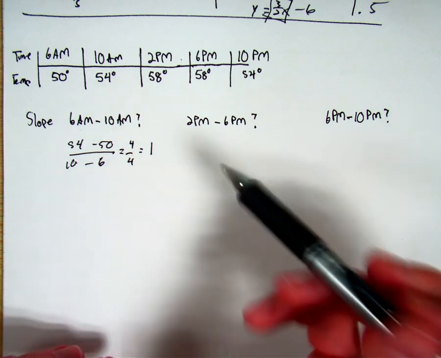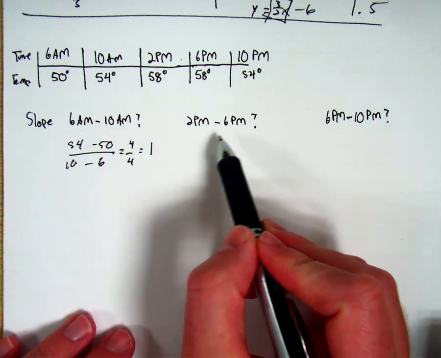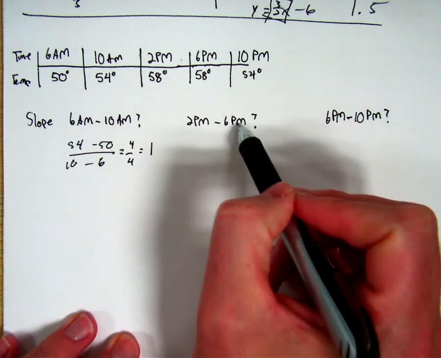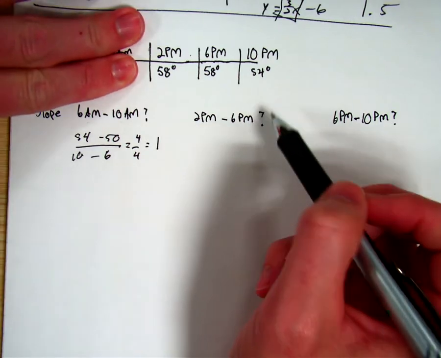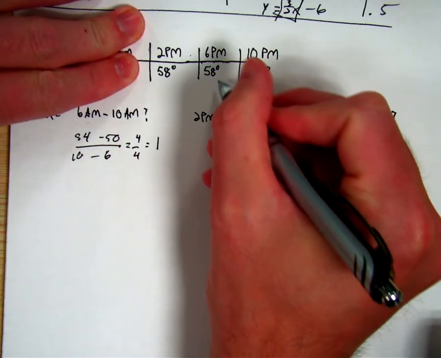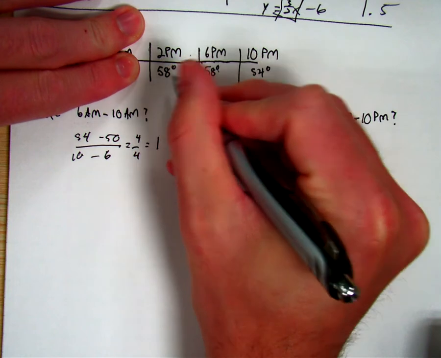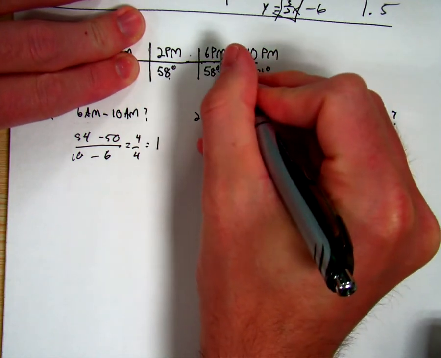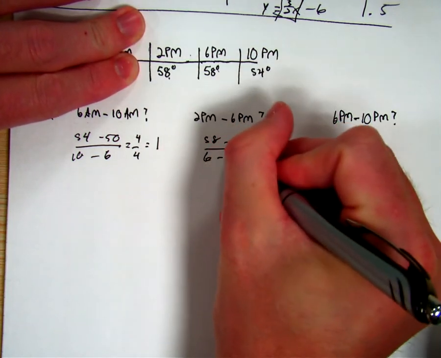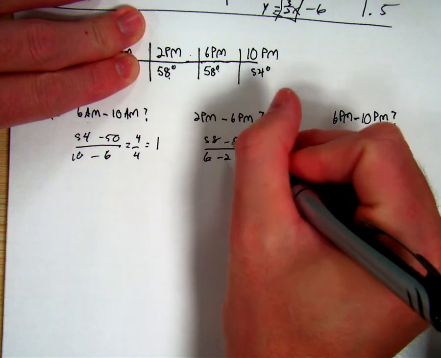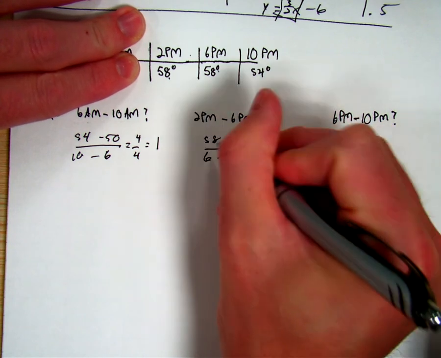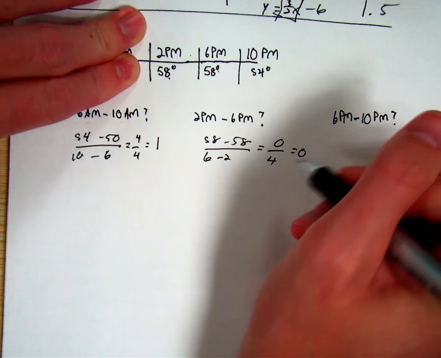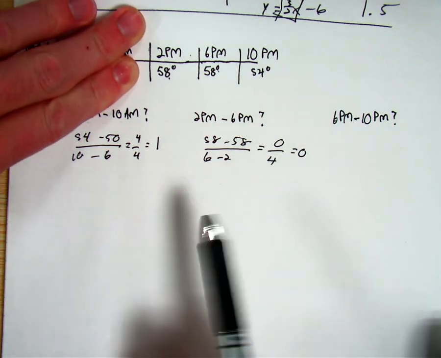So our slope would be 1 degree per hour. Okay, what about from 2 p.m. to 6 p.m.? Be careful, we skipped the 10 a.m. to 2 p.m. window there. What about 2 p.m. to 6 p.m.? Alright, so on the top we got 58 degrees minus 58 degrees over 6 minus 2. So over that 4-hour span, we did not change our temperature. So the slope would have actually been 0.